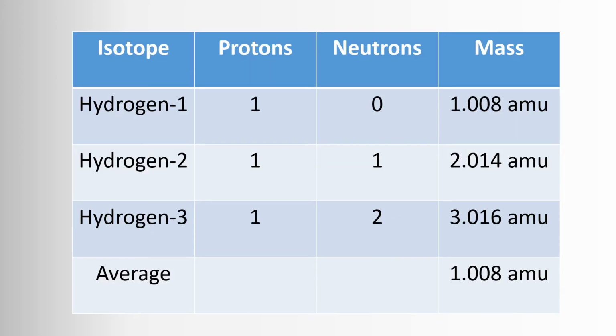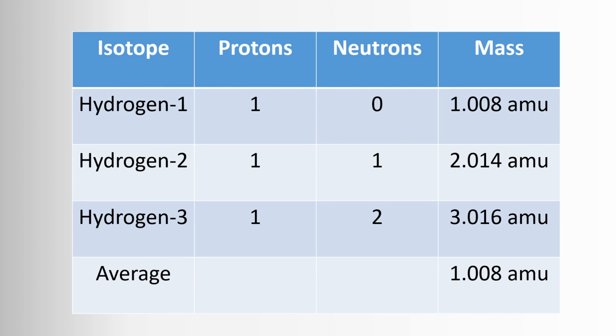So let's look at breakdown of the hydrogen isotopes. Hydrogen 1 has a mass of 1.008 AMUs. Notice, not exactly 1. Right? Hydrogen 2 has a mass of 2.014 AMUs, not exactly 2 of the original. We're going to talk about why that is in a second. And then hydrogen 3 has an overall mass of 3.016 AMUs. All right, those are the 3.